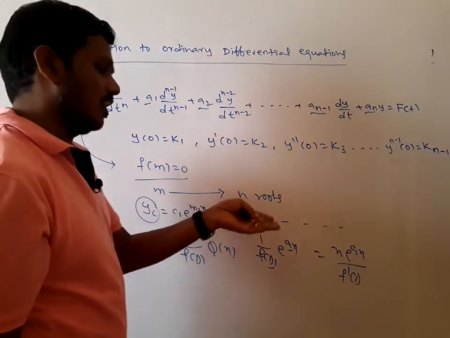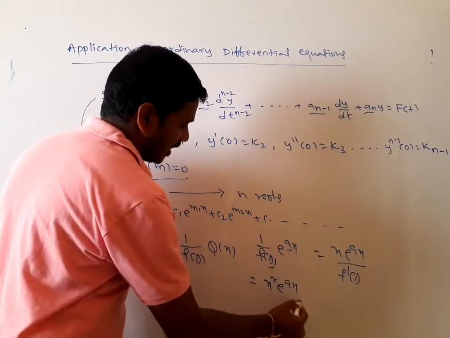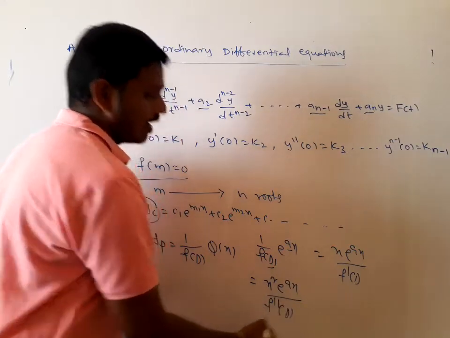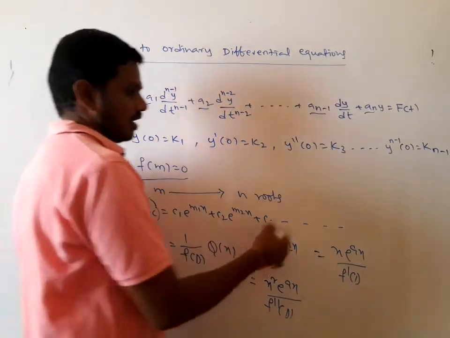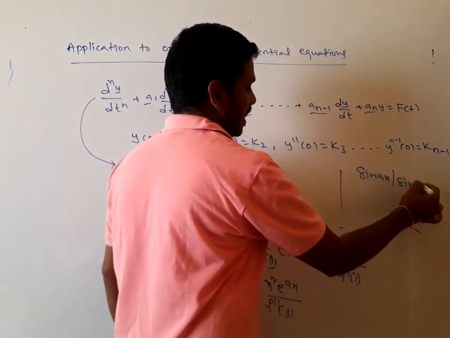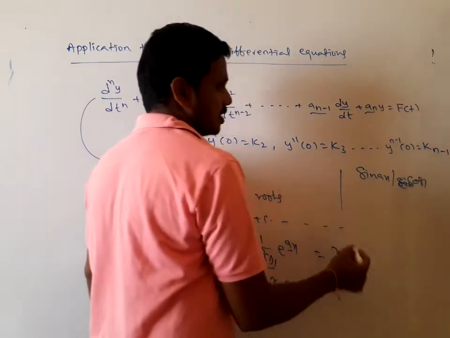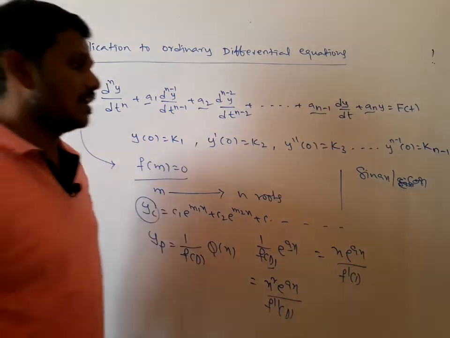If f dash of a is equal to 0, we can write x square e to the power of ax divided by f double dash of a, whenever f double dash of a is not equal to 0, right? Only in case of e to the power of ax. Suppose sin ax is there, cos ax is there, sin at or cos at. So in this case, we have the direct principles for finding the particular integral.